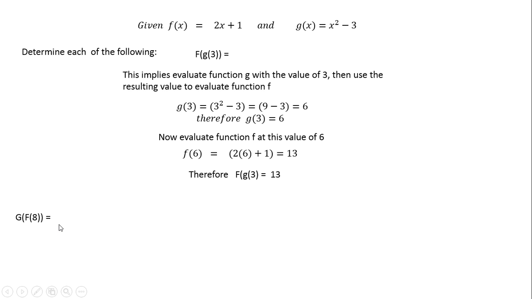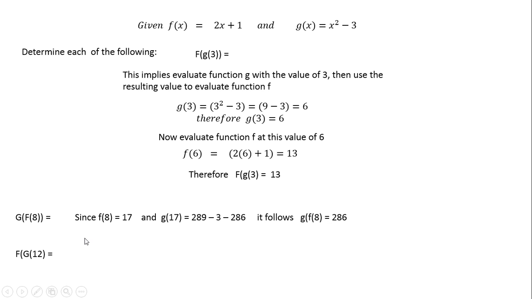Let's do g of f of 8. Now notice that this is in the opposite order. We take the value 8 and plug it into f first, which gives 16 plus 1, 17, and then throw that into function g, which would be 17 squared, 289, minus 3. So f of 8 is 17, and g of 17 is 289 less 3, 286. So g of f of 8, function g evaluated at f of 8, is 286.